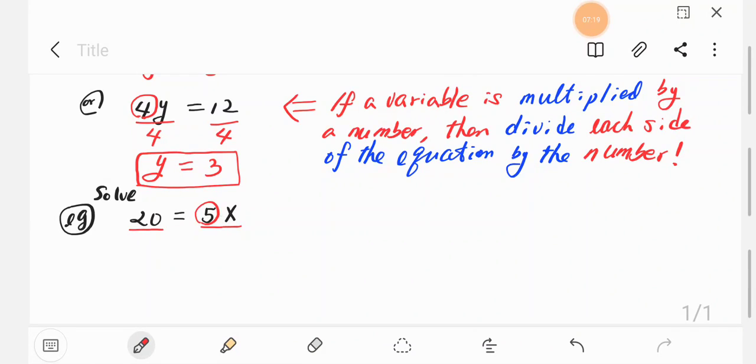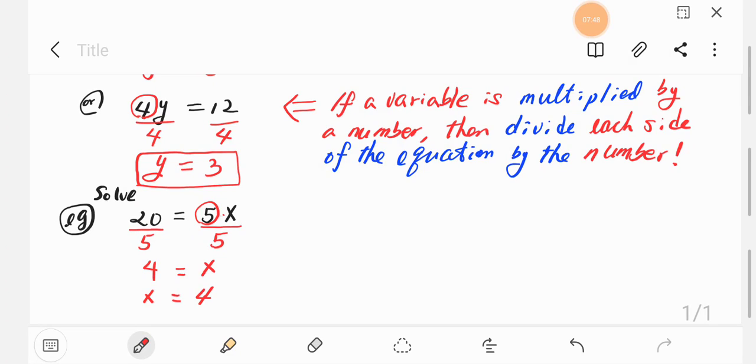So divide each side by the same number 5, so that on the right side, you can cancel out this 5, and we have only the variable x left. And the left side is 4, right? So finally, you can write it, interchange the sides, so x equals 4. So we found the value of the variable x. And 4 is the solution of the equation. Can you see this one?